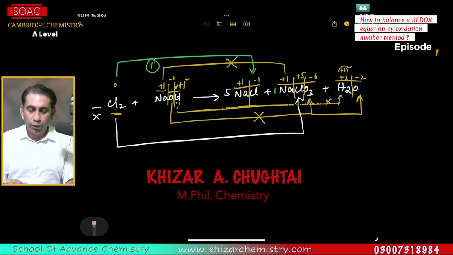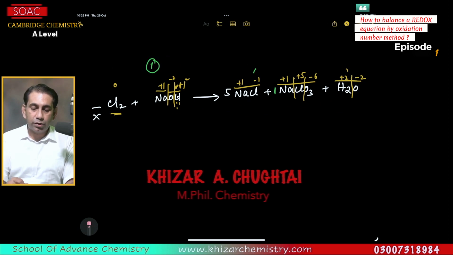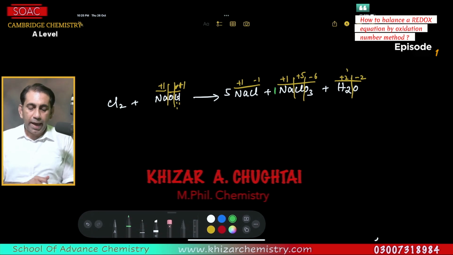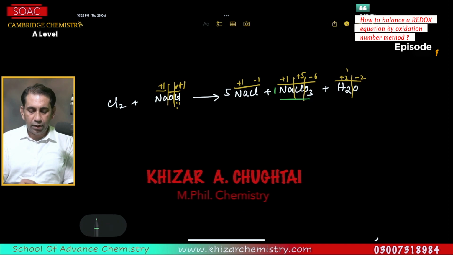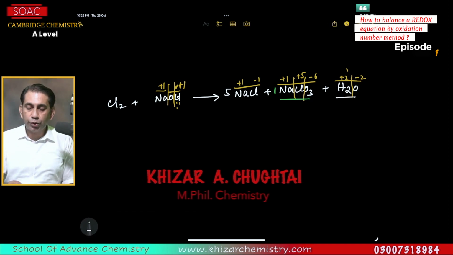So initially we are starting with 1 mole of Cl2, NaOH, 5 mole of NaCl, 1 mole of NaClO3, and 1 mole of H2O, 5 mole of NaCl, and the element is having initially 1 mole as well.